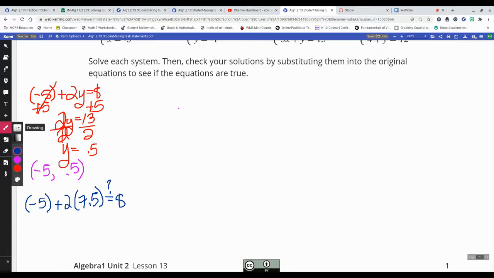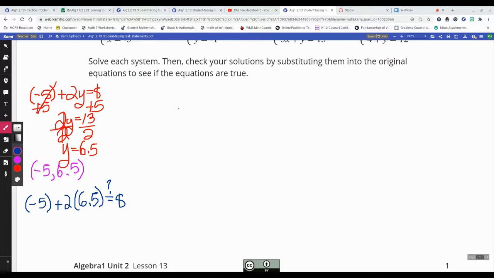13 divided by 2 is not 7.5. Miss Hazel had a moment. It's 6.5, right? So you're probably at home screaming, no, it's not. All right. So that would be 6.5. And then this is supposed to be 6.5. So let's check it now, see if it works.